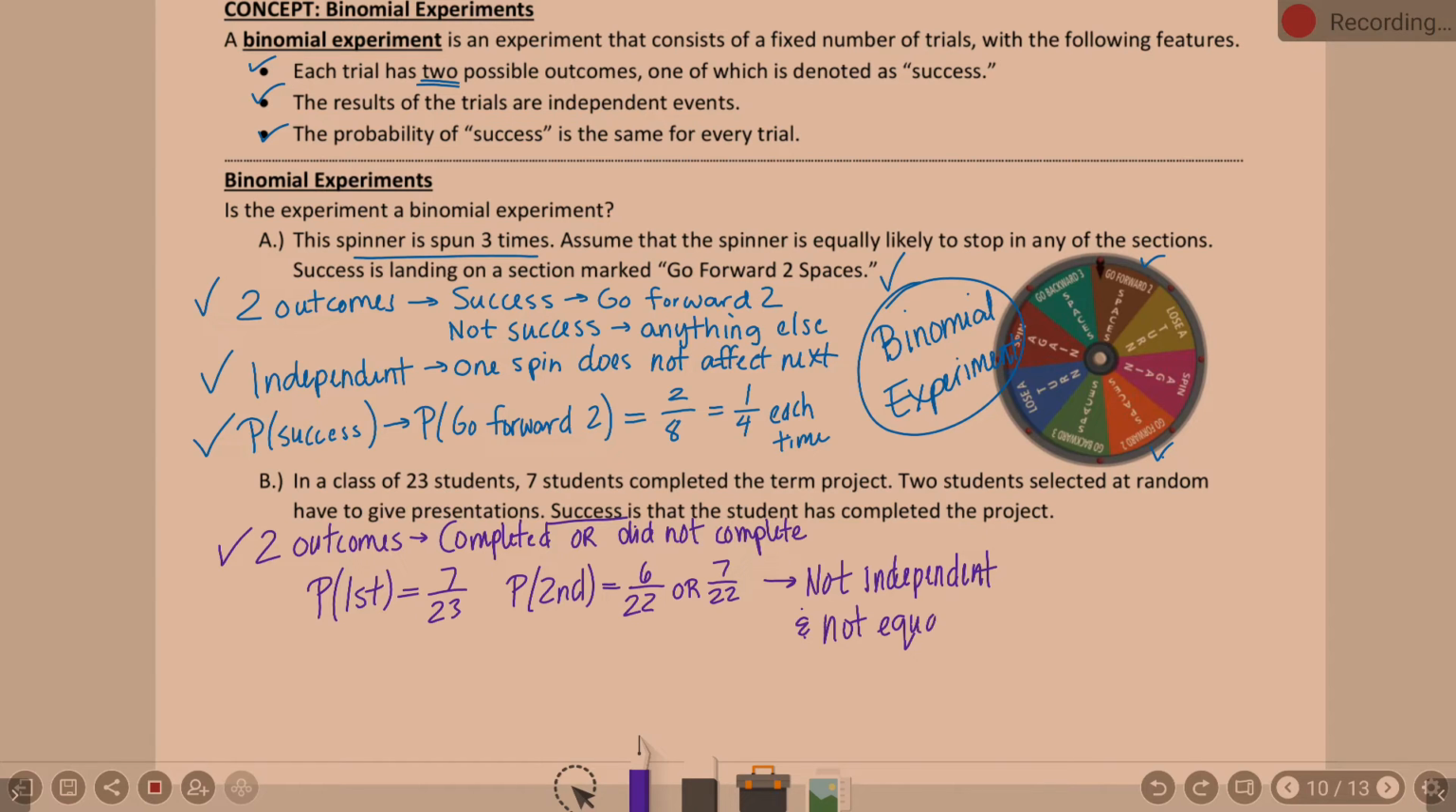So this takes out both the second and third pieces, doesn't it? Which are very much related to each other. Non-independent, the probabilities are not going to be the same. So this is not a binomial experiment. Okay? Not a binomial experiment.